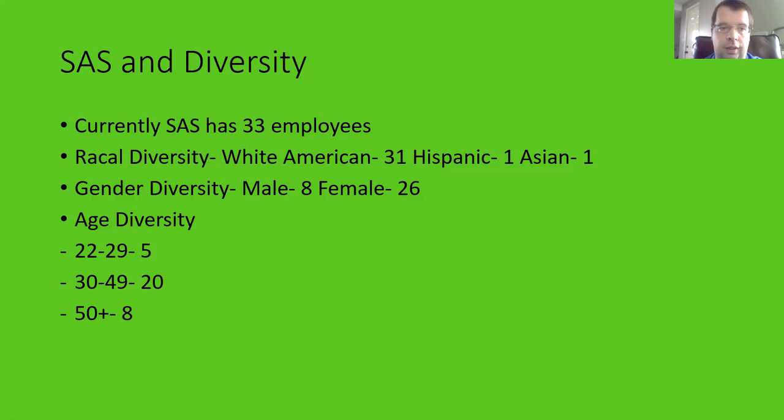Currently, there are 33 employees within the department. Racial diversity, as you can see, this is not super diverse in this area. White American, 31, Hispanic, 1, Asian, 1. Gender diversity, again, not very diverse, but in the reverse of what you're typically used to seeing, with 8 male employees and 26 female. In terms of age, that's where we get the largest range of diversity, with 5 falling in the 22 to 29 age range. The biggest group being in the 30 to 49 age range at 20, and then 8 that fit into the 50 plus age category.